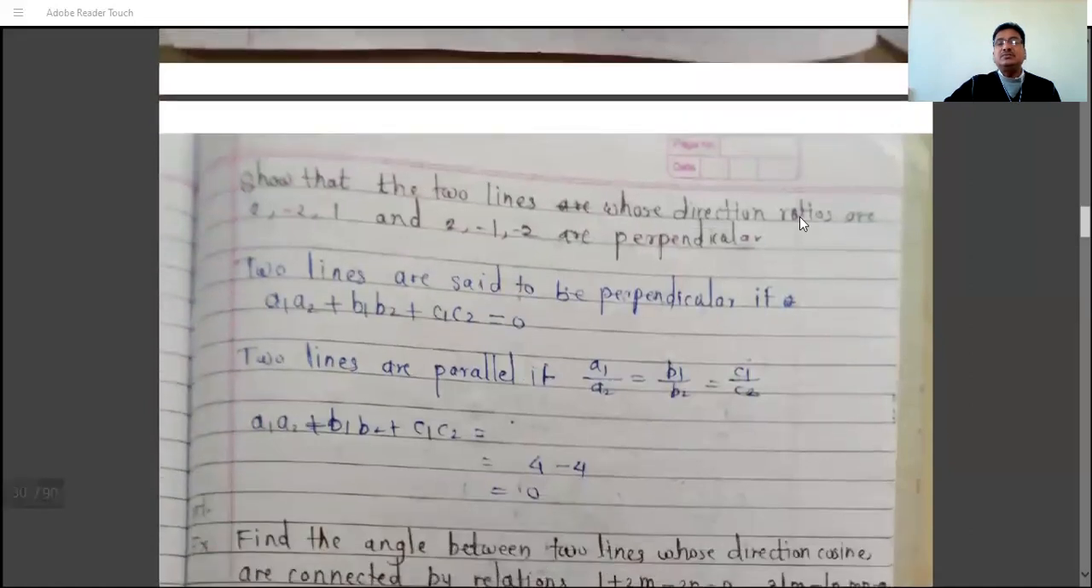Show that the two lines whose direction ratios are 2, -2, 1 and 2, -1, -2 are perpendicular. When two lines are perpendicular, a1 a2 plus b1 b2 plus c1 c2 is 0. So we show this: 2 into 2, minus 2 into minus 1, plus 1 into minus 2, and the answer is 0. So these two lines are perpendicular to each other.